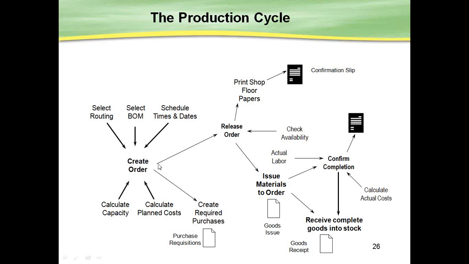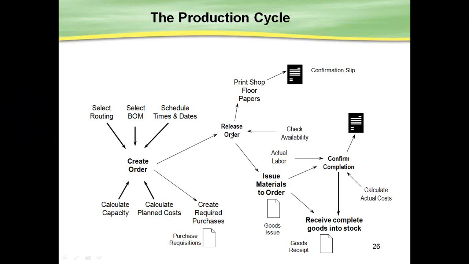Then when you release the order, if something is missing, at the time of order creation, there is one functionality which is called the availability check. System automatically performs the availability check and determines whether the material is available in stock or not. This is called the availability check. If availability check fails, then system will create a purchase requisition. Then we'll release the order.